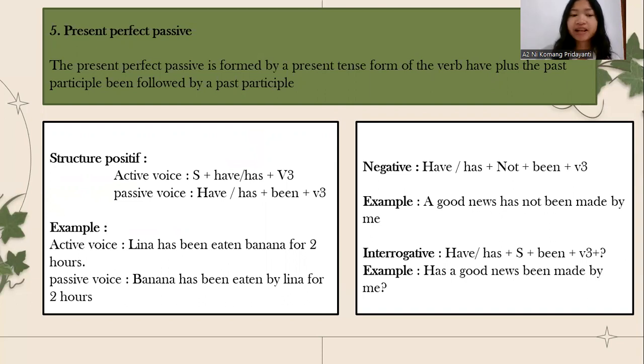For the example, for active voice is Lina has eaten banana for 2 hours. And then the passive voice is banana has been eaten by Lina for 2 hours. And then the negative: has plus not plus been plus verb 3. For the example, good news has not been made by me. And then the interrogative, the structure is have or has plus subject plus been plus verb 3, plus question mark. For example, has good news been made by me?